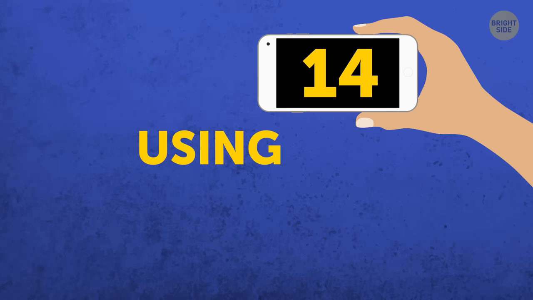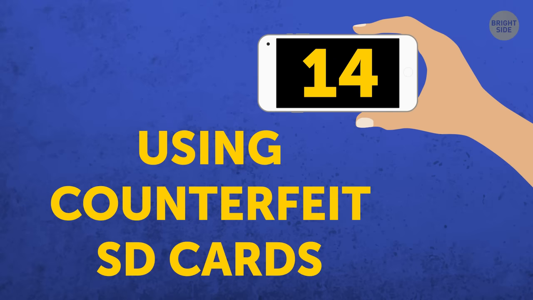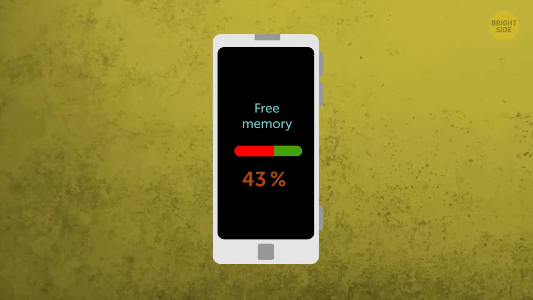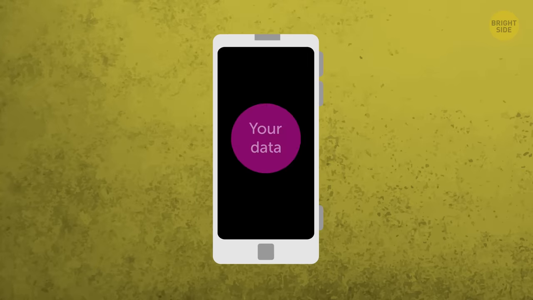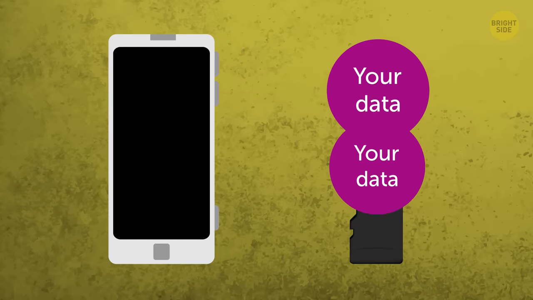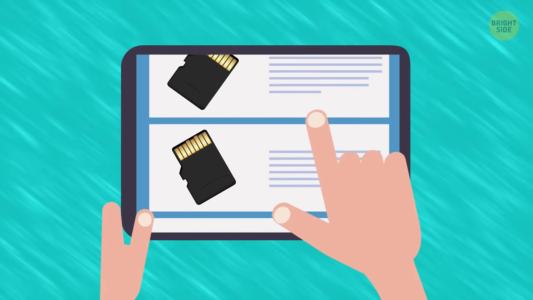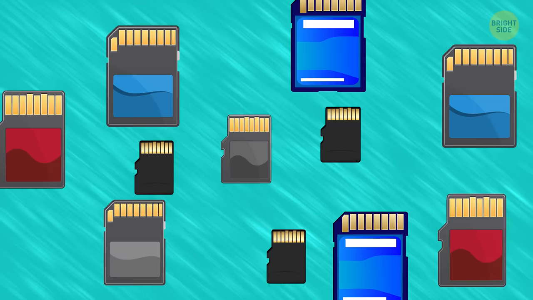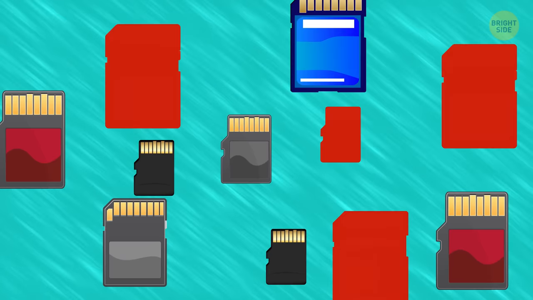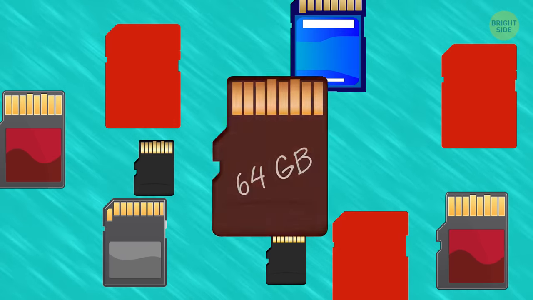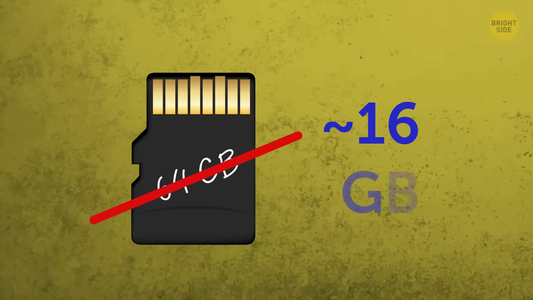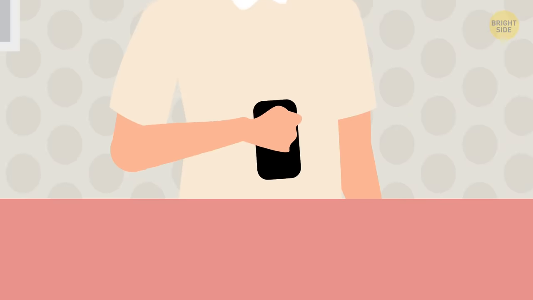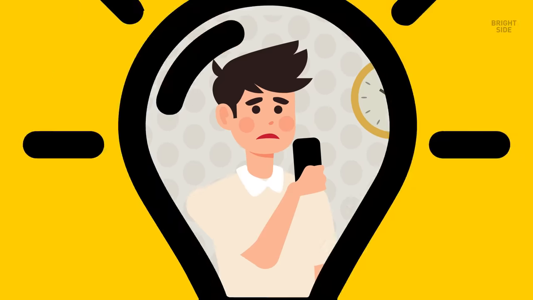Number 14. Using counterfeit SD cards. SD cards are a great way to expand your phone or laptop storage capacity. They're also a handy way to back up your data in case anything goes wrong with your device. Just make sure you're getting them from a trustworthy source. Counterfeit SD cards are everywhere and can cause all sorts of problems. Most are poorly made and rarely store as much as promised. People have also experienced slowing down, crashes, and lost data from using counterfeit cards.